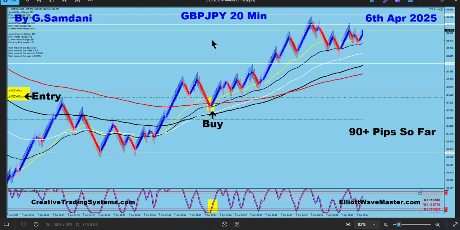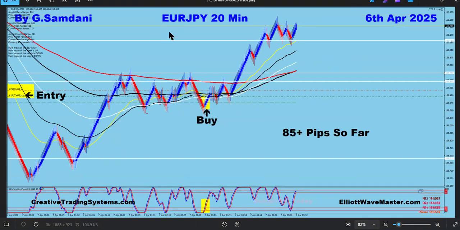It's hidden here. I think it's pound yen from the 20-minute. That was from the 7-minute chart. This is the 20-minute chart entry here, and it is for 90 pip. Same day. Excuse me. And euro yen also went up, and it is 85 pip.